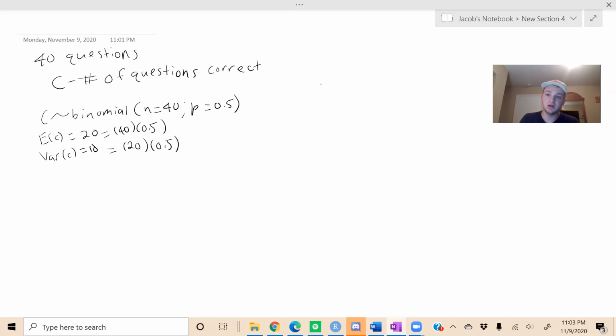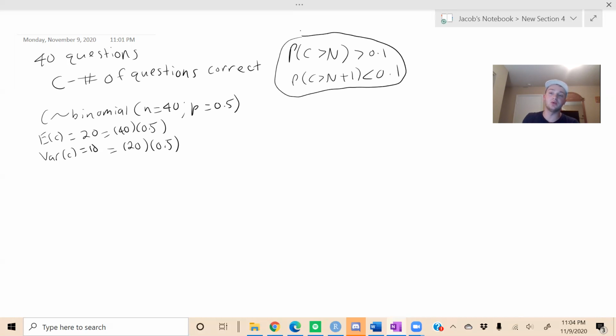For the first scenario, we know from the problem that the probability of C greater than n is greater than 0.1, and the probability C is greater than n plus 1 is less than 0.1. We'll come back to this later in the solution.